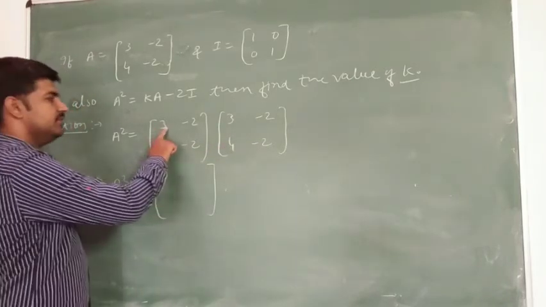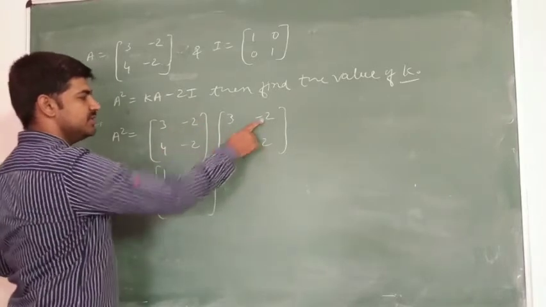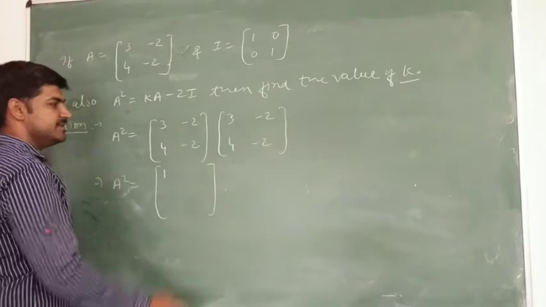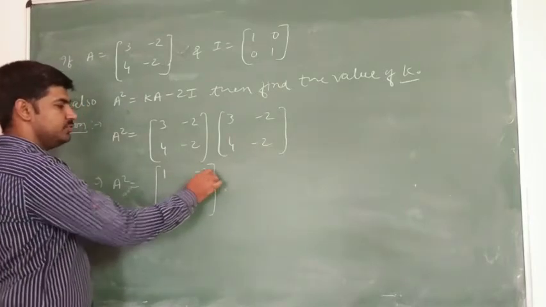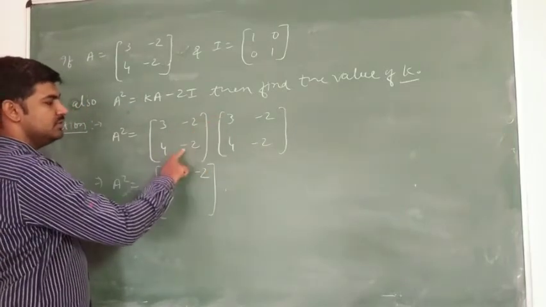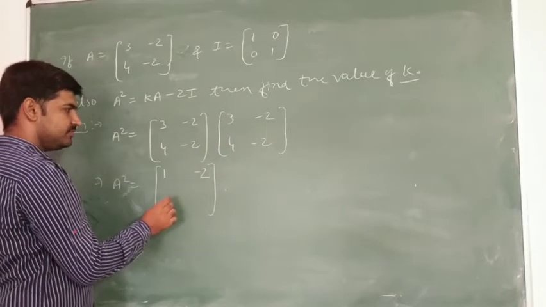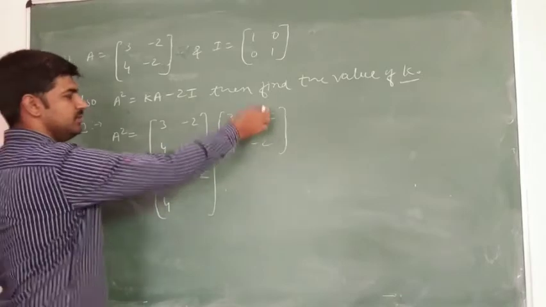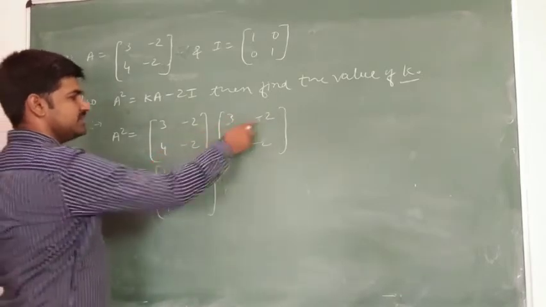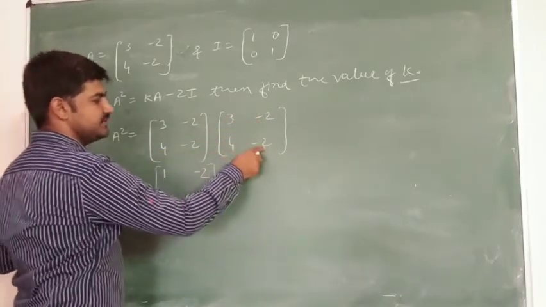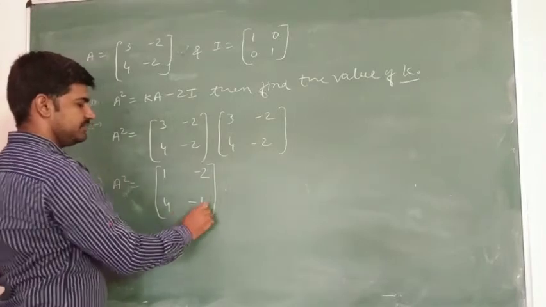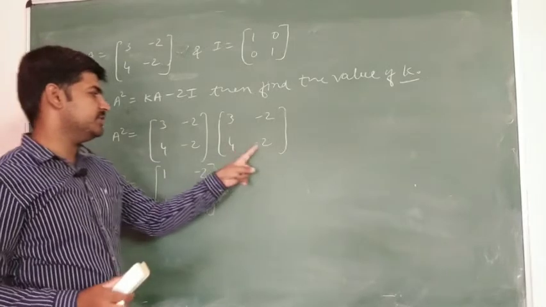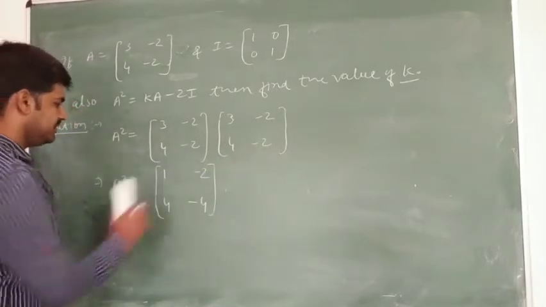Now 3 multiplied by minus 2 is equal to minus 6, and plus 4. Minus 6 plus 4 is equal to minus 2. Now 12 minus 8, so it is 4. And now this row multiplied by this column: minus 8 plus 4, so we have got minus 4. See, 4 multiplied by minus 2 is equal to minus 8, and minus 2 multiplied by minus 2 is equal to plus 4. So we have got minus 4.